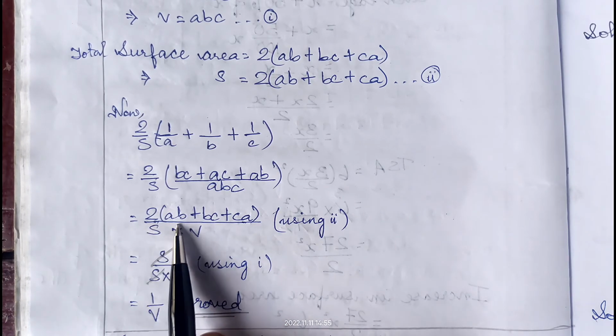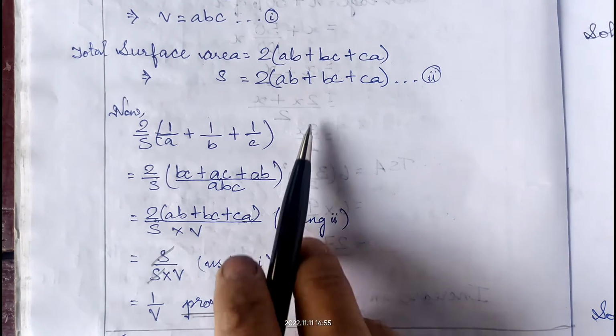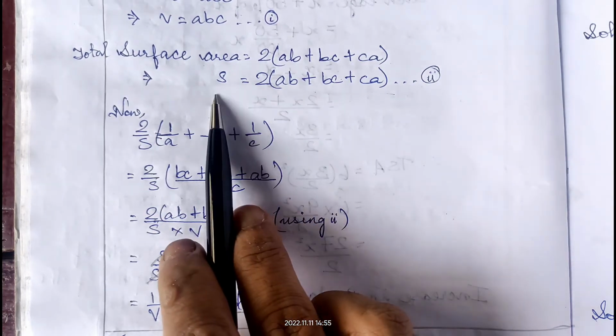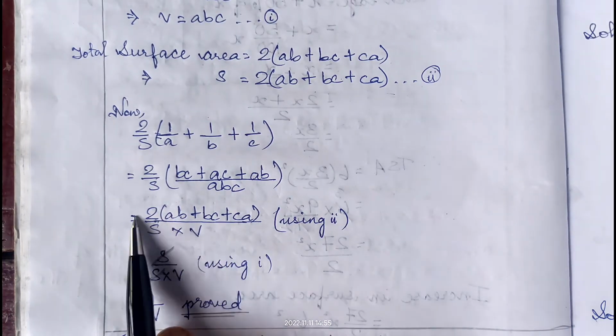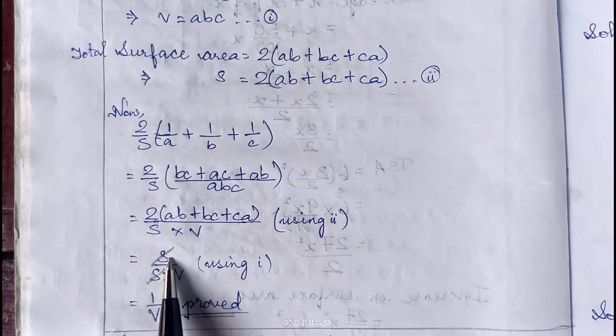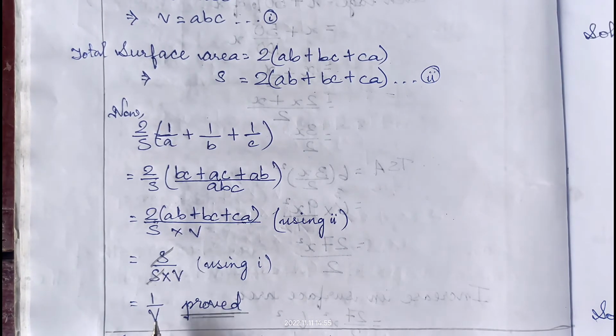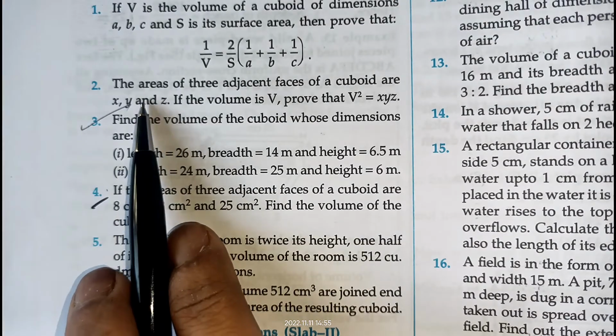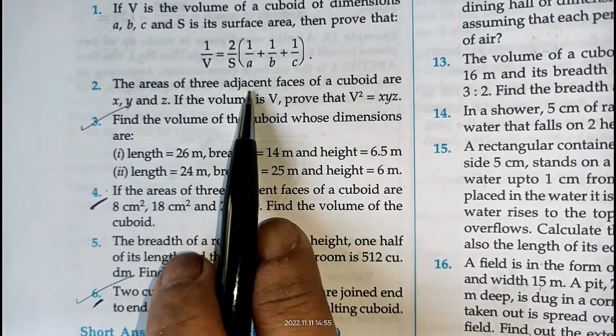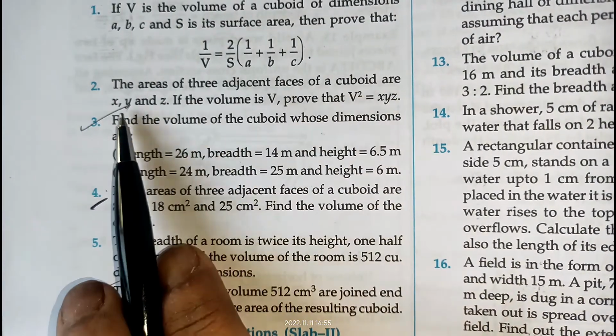Again 2(AB + BC + AC), we got this is equal to S. So instead of the numerator we are writing S. This S and this S can be cancelled, so we are left with 1/V, which is the left hand side, hence proved. Question number 2 is, the areas of 3 adjacent faces of a cuboid are X, Y and Z.